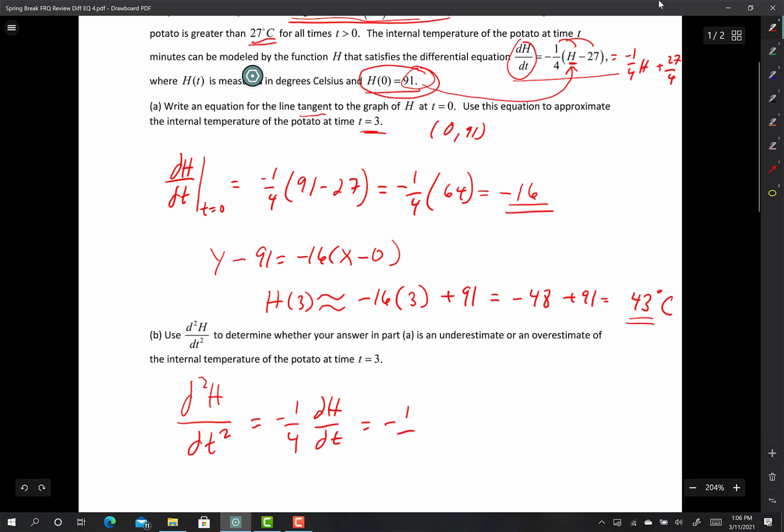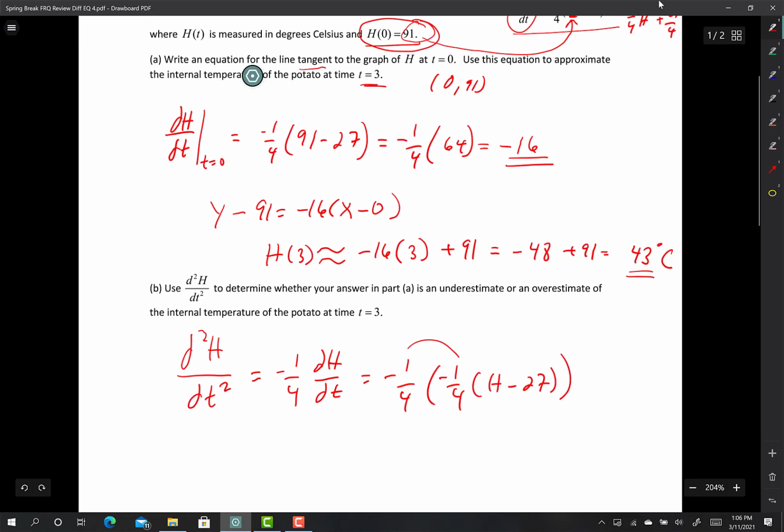And I can bring that back in, negative 1/4 parenthesis, and then you put back what dh/dt is again. dh/dt was negative 1/4 (h minus 27), close. Negative times a negative is a positive. So let's see, the second derivative is equal to a positive 1/16 (h minus 27).